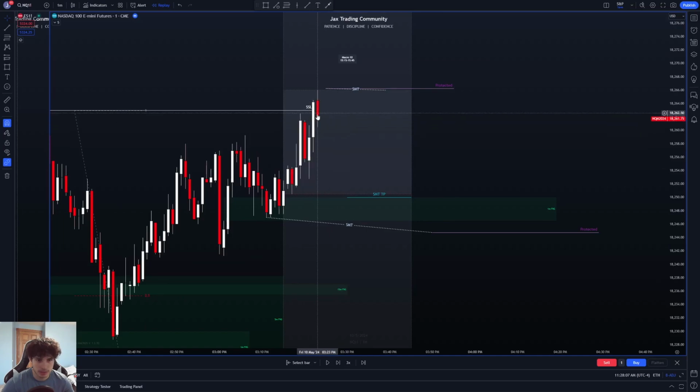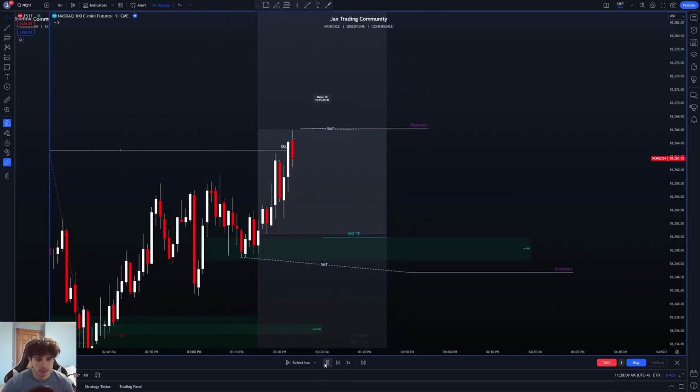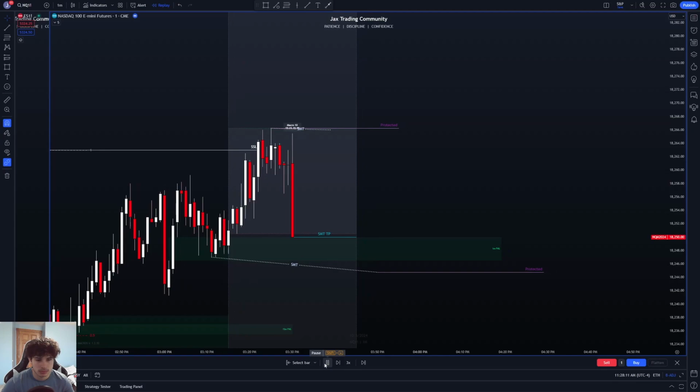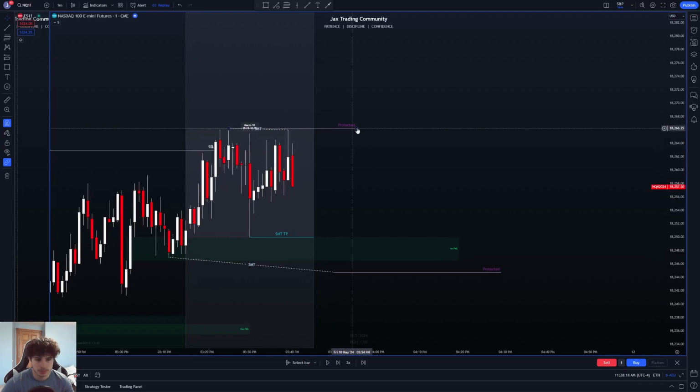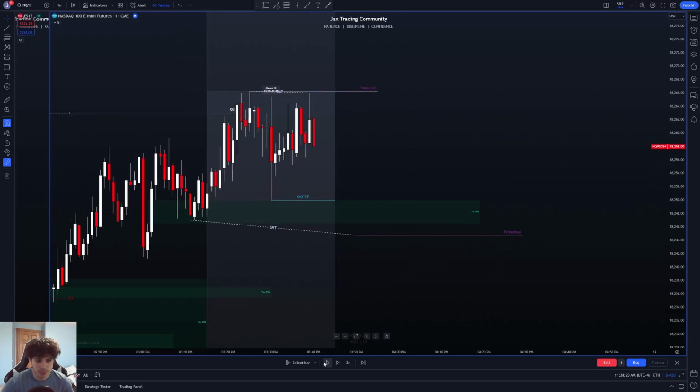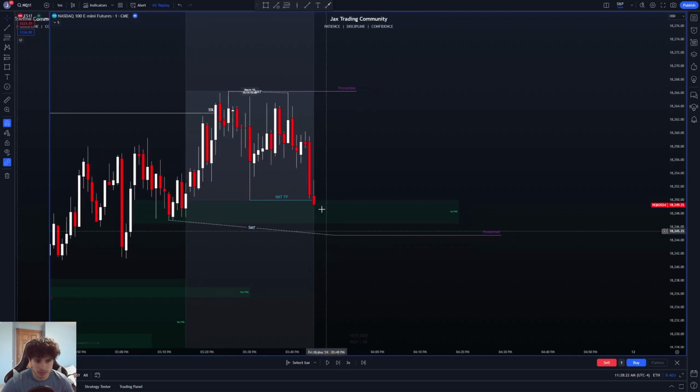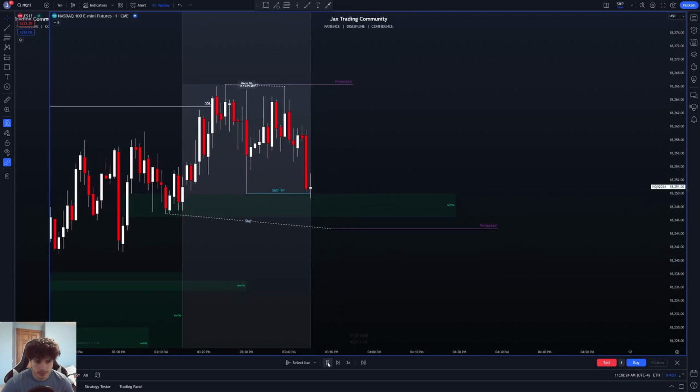Looks like we take this high right here. You know, we're just sort of slow. We form an SMT up here. This would be protected high. This would be SMT TP. So this SMT TP should get hit. It gets hit right there.